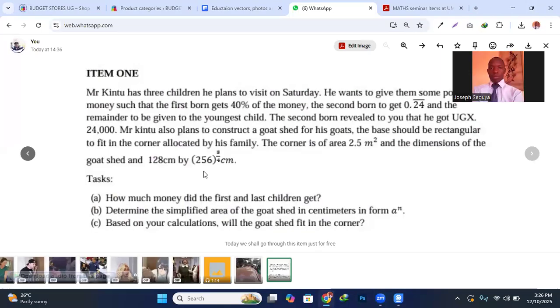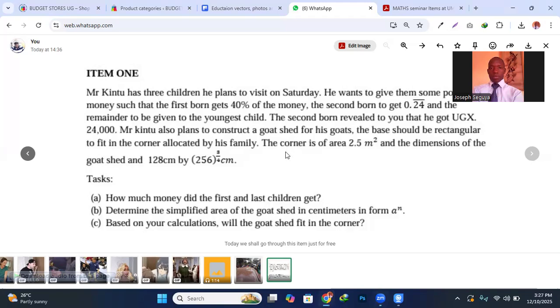Okay, so they are saying determine the simplified area of the goat shed in centimeters in the form of a to the power n. Now, we are seeing a pop-up saying running out of time. Remember, this lesson is supposed to be for 40 minutes only, but don't worry. When this lesson ends, we go back, and that will be the last time we are joining, because we end at exactly 4.